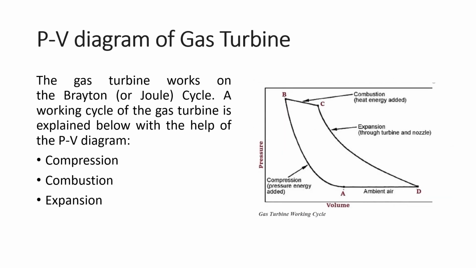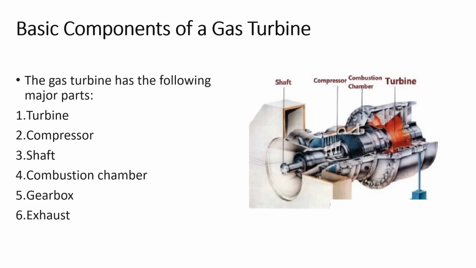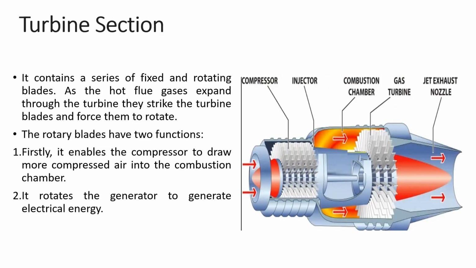A working cycle of the gas turbine is explained here with the help of the PV diagram. Compression, combustion, and expansion can be understood easily through it. The gas turbine has the following basic parts: turbine, compressor, shaft, combustion chamber, gearbox, exhaust. Turbine section contains a series of fixed and rotating blades. As the hot flue gases expand through the turbine, they strike the turbine blades and force them to rotate.